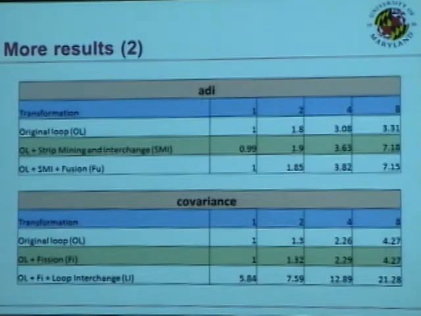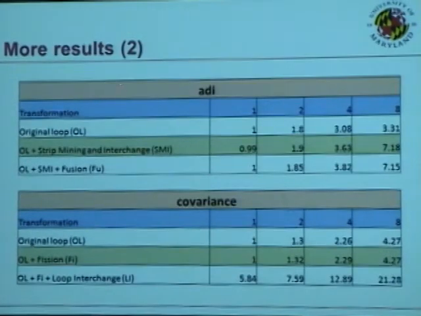You could go to other programs, like ADI, where the original loop had a speedup of 3.3. Again, if you apply strip mining plus interchange plus fusion, those 3 in that order, you get a speedup of over 7.